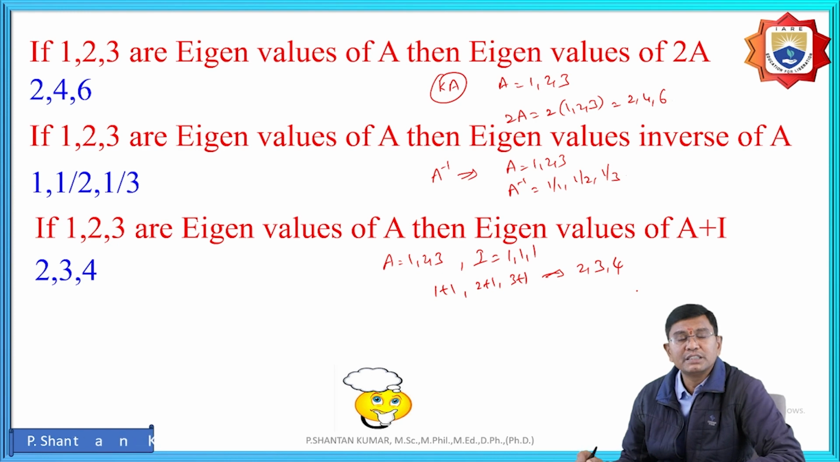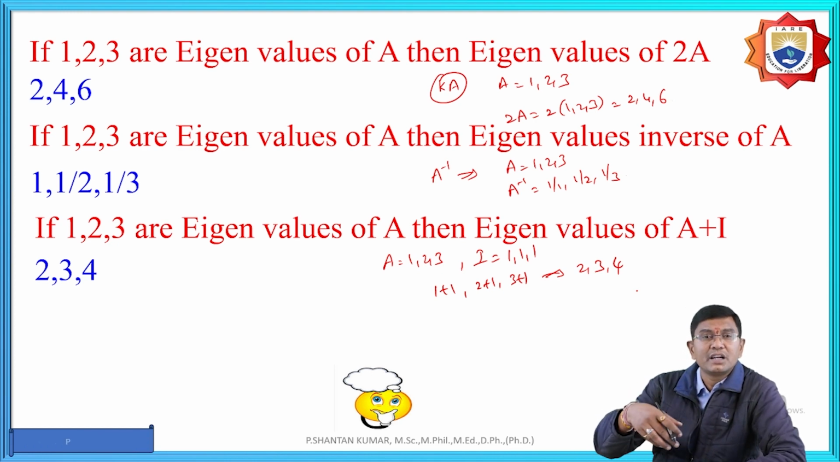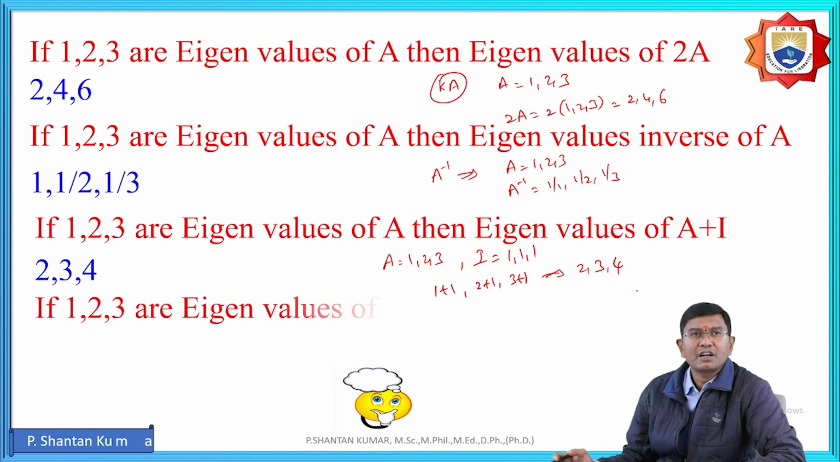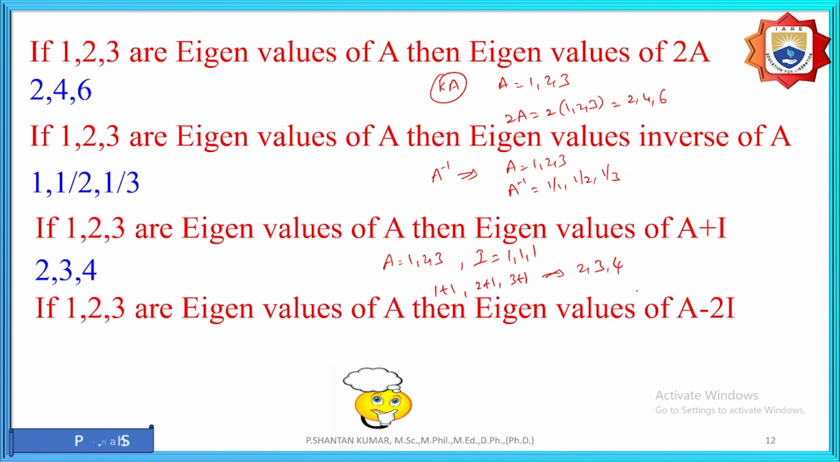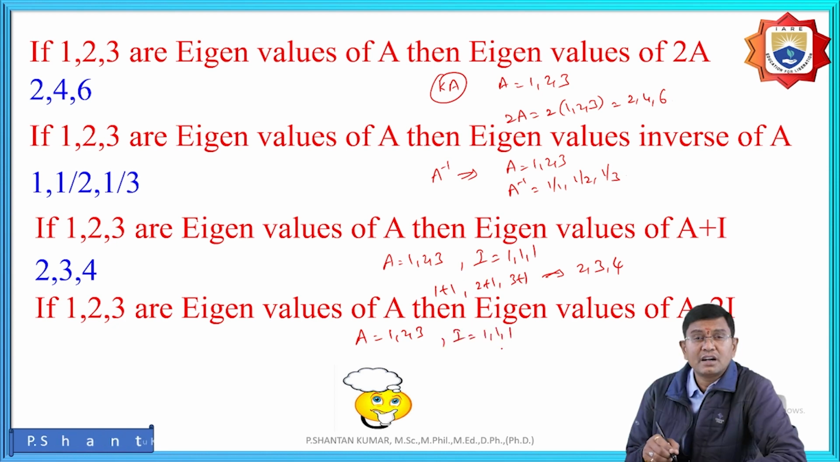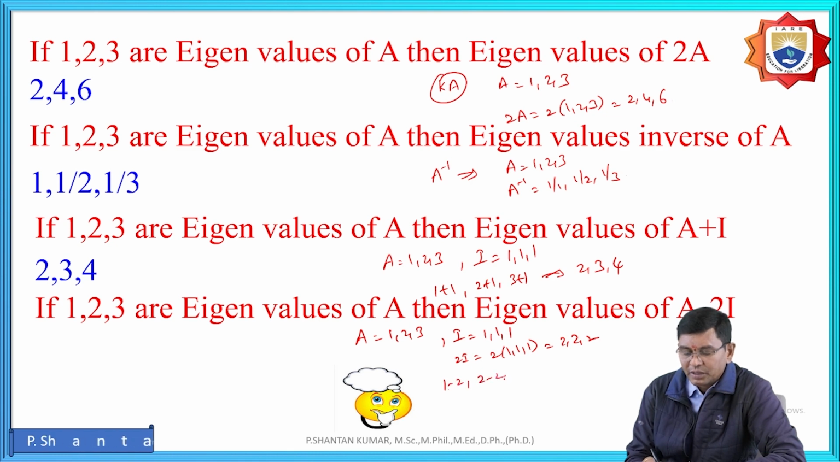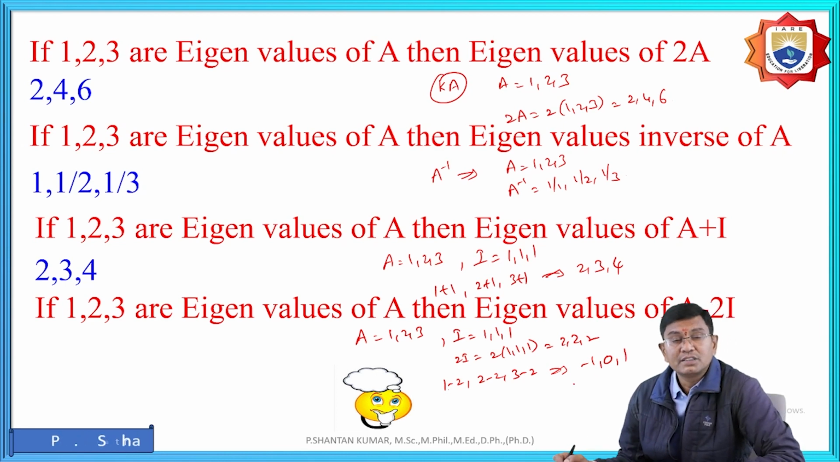These are some properties based on that. Sometimes, from a definition or terminology point of view, they may ask to find the solutions. If 1, 2, 3 are the eigenvalues of A, then consider the eigenvalues of A minus 2I. It is the same as above: the eigenvalues of A are 1, 2, 3, and I has 1, 1, 1, but here it is A minus 2I. Therefore, first you need to calculate 2I, that is 2 into 1, 1, 1, which is 2, 2, 2. Then A minus 2I is 1 minus 2, 2 minus 2, and 3 minus 2, that is minus 1, 0, 1, the eigenvalues of A minus 2I.